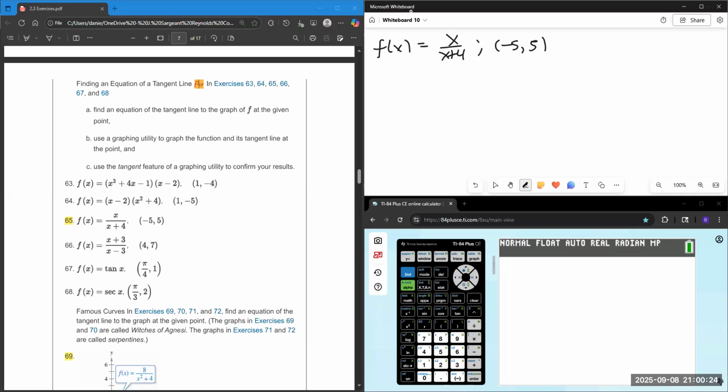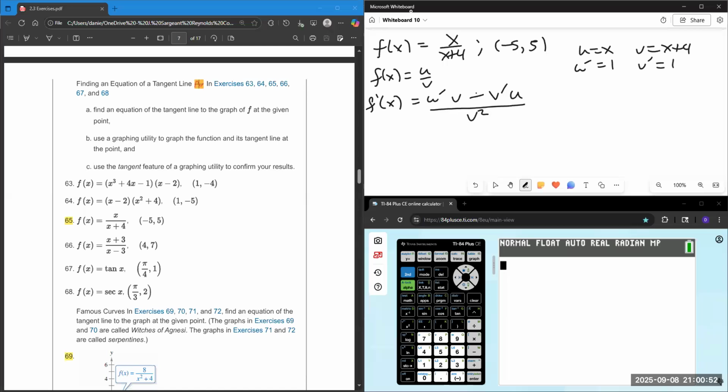So f of x is u over v, where u is equal to x and v is equal to x plus 4, and u prime is 1 and v prime is 1. So f prime of x is u prime v minus v prime u all over v squared, is 1 times x plus 4 minus 1 times x over x plus 4 quantity squared.